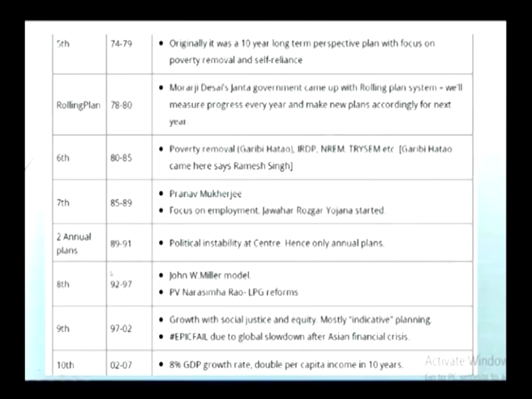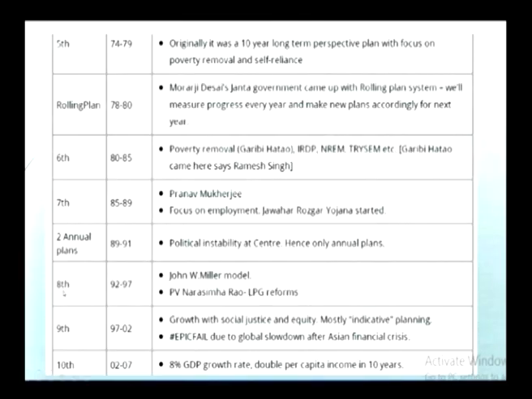Under these circumstances only, P.V. Narasimha Rao was elected as the Prime Minister of the country, and Manmohan Singh Garu, who is very well known for the introduction of the economic reforms. Under his regime, we have gone for economic reforms in the form of liberalization, privatization, globalization.